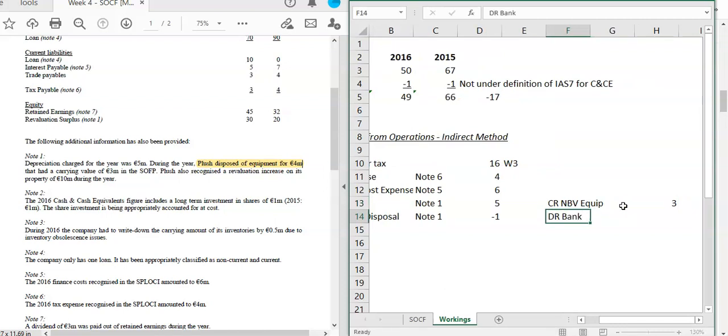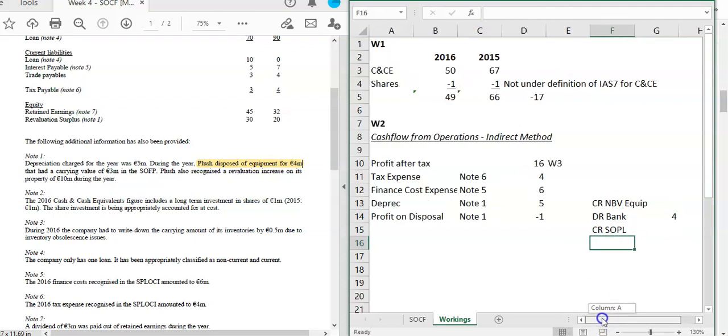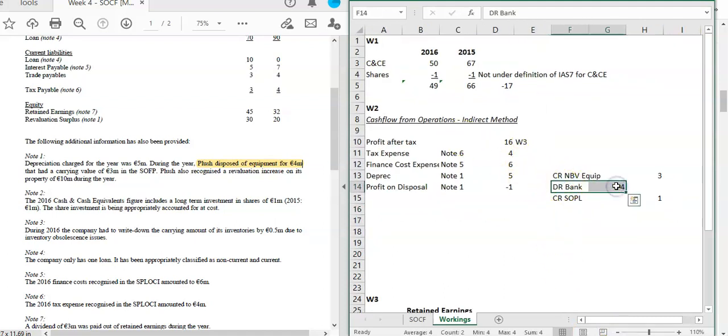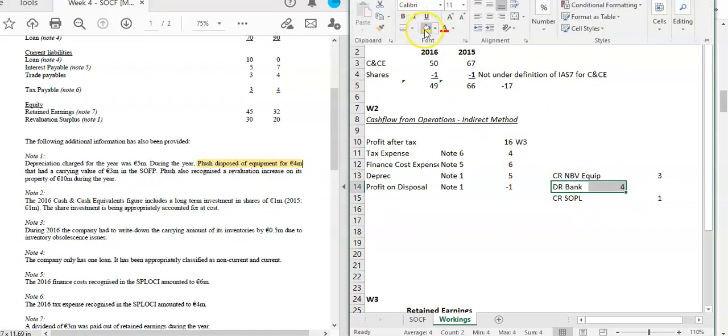You're going to debit bank 4 million, and you're going to credit the SOPL 1 million. That's what the debits and credits would have been. So if you can think of it on that basis, it makes it easier to understand the adjustments. This is a statement of cash flow item. That is going to go into your statement of cash flows as disposal of equipment.